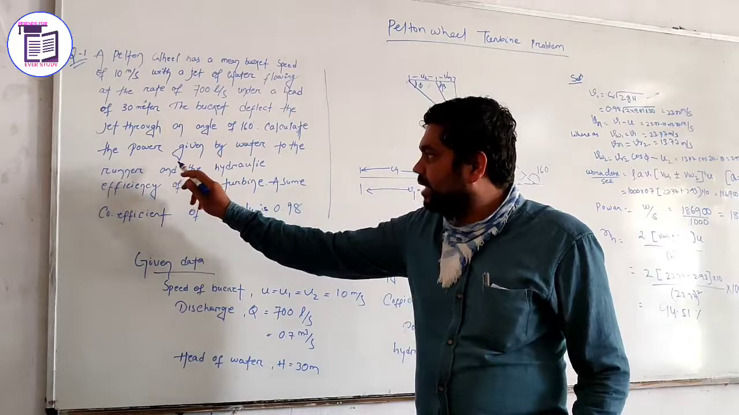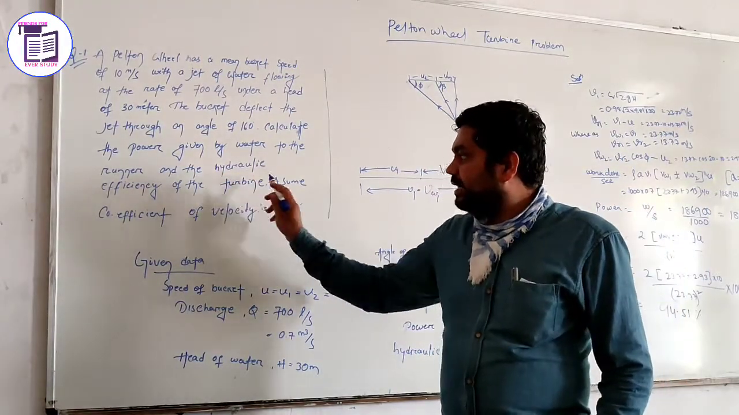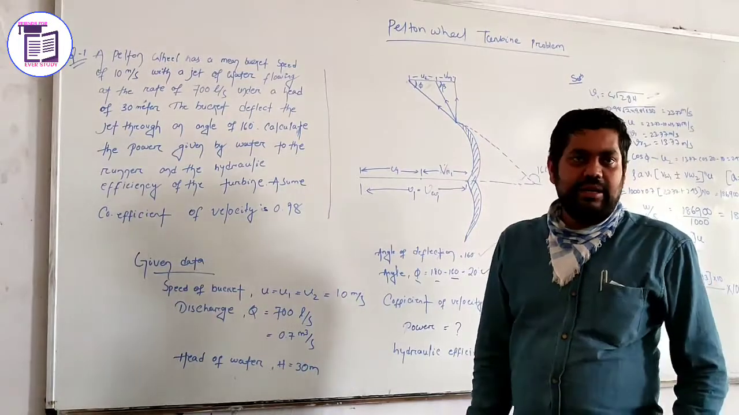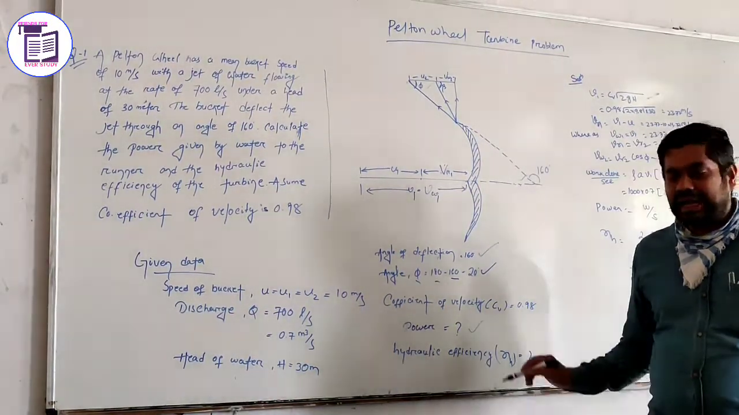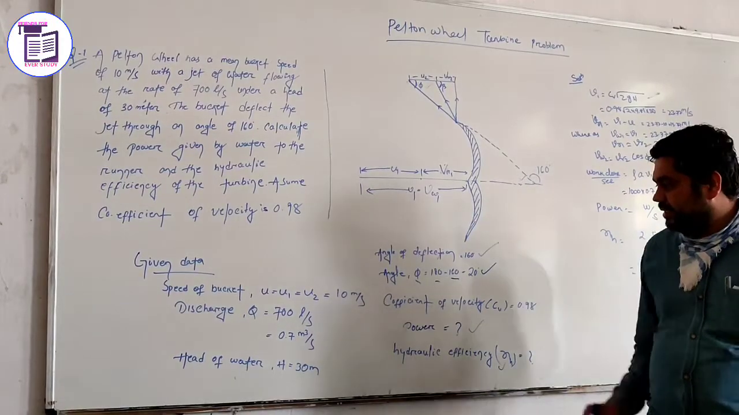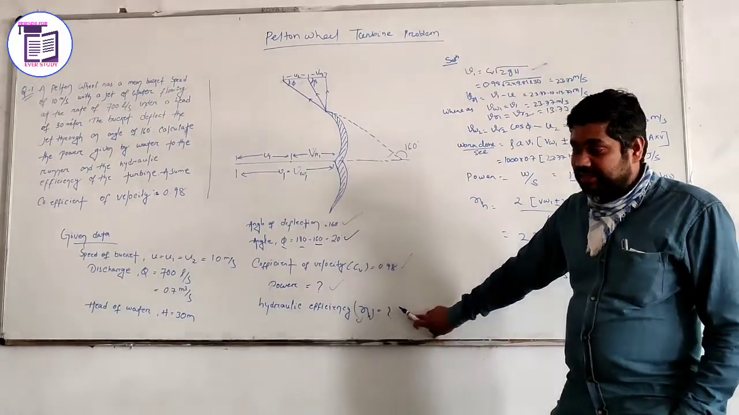Next one, calculate the power given by the water to the runner and the idling efficiency of the turbine. The requirement is to find the power of your turbine and the idling efficiency, and the given data is the coefficient of velocity. Assume Cv is equal to 0.98 as given here. These are the given data.